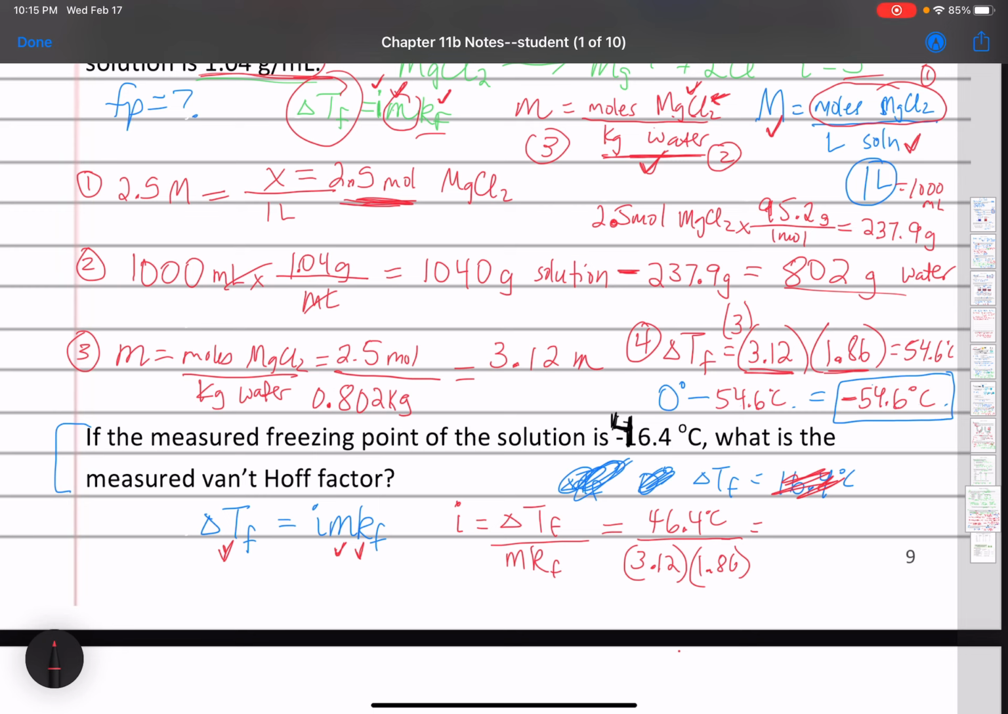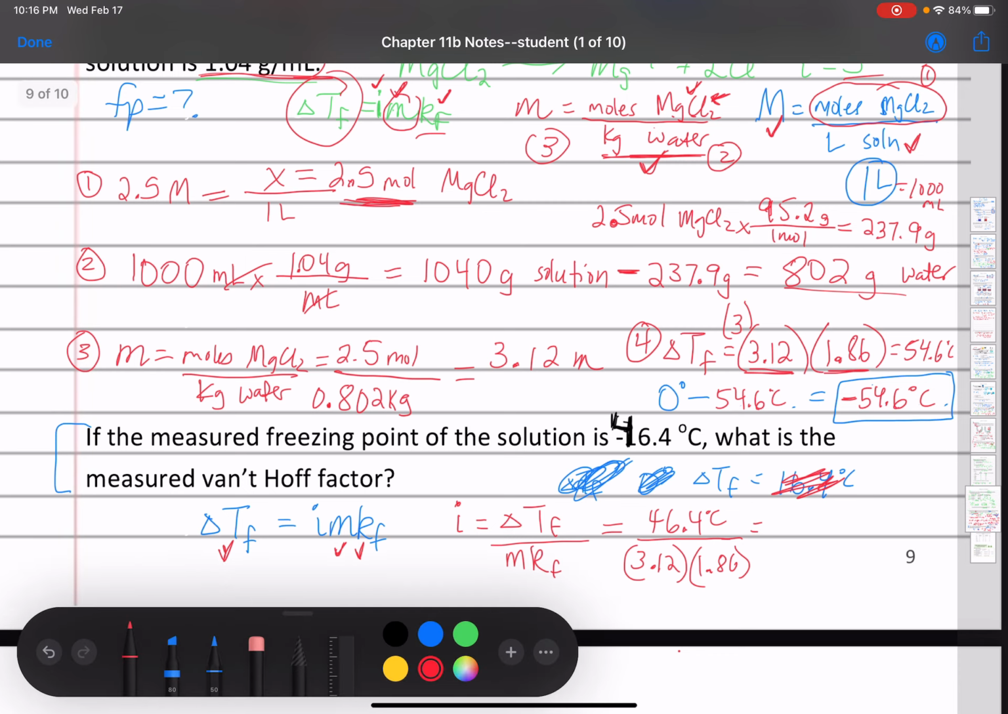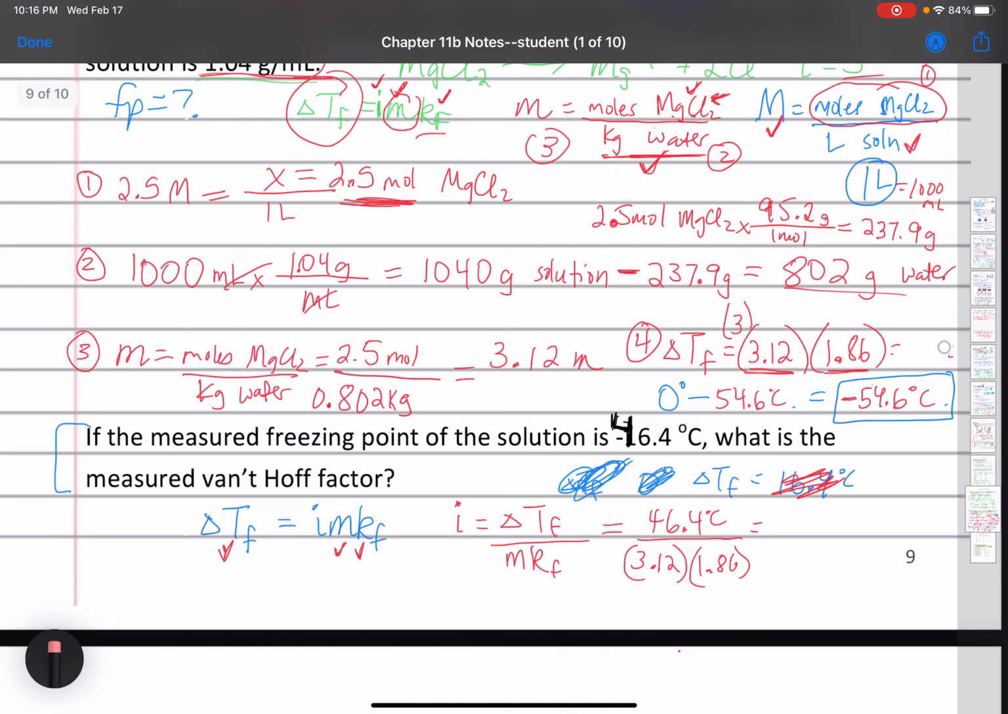46.4 divided by 3.12 divided by 1.86. No, that's not right. I got 8. And now I'm thinking, I did just make up these numbers. So we might just need to scrap that problem. Oh, guys, I'm sorry. I'm not willing to film this whole thing and I have to keep making these mistakes.